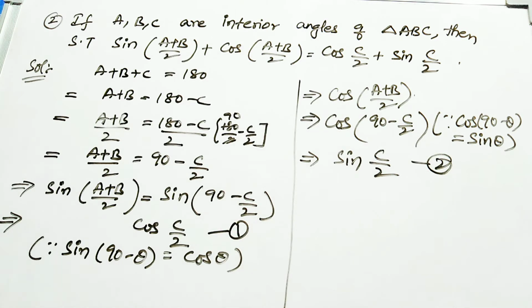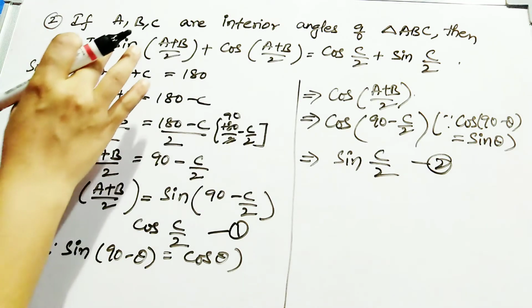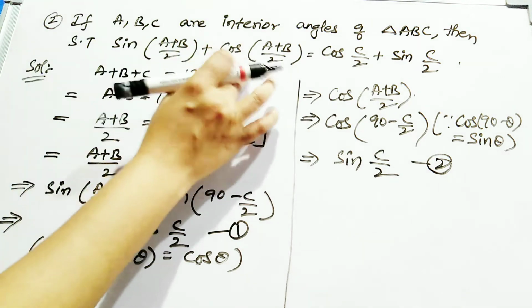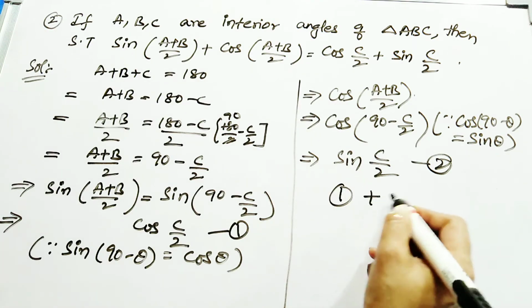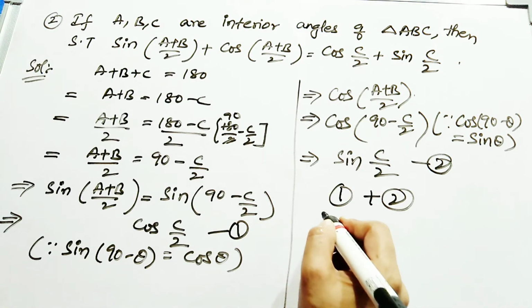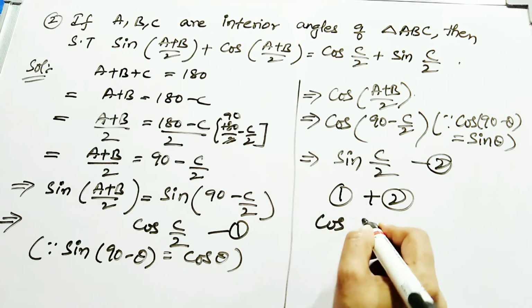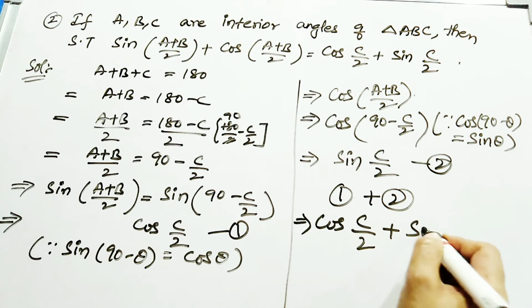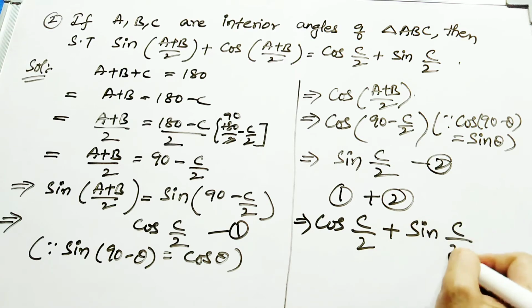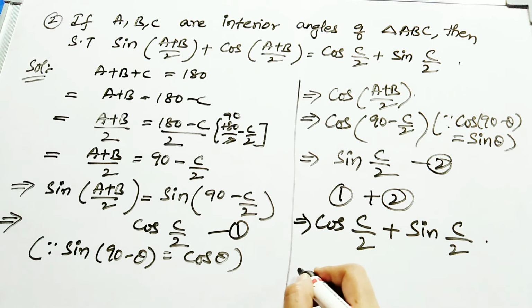This is the second equation, this is the first equation. In your equation, you are adding these two equations. So, you have to add 1 plus 2. You will get the answer: cos(C/2) plus sin(C/2). Hence, we proved.